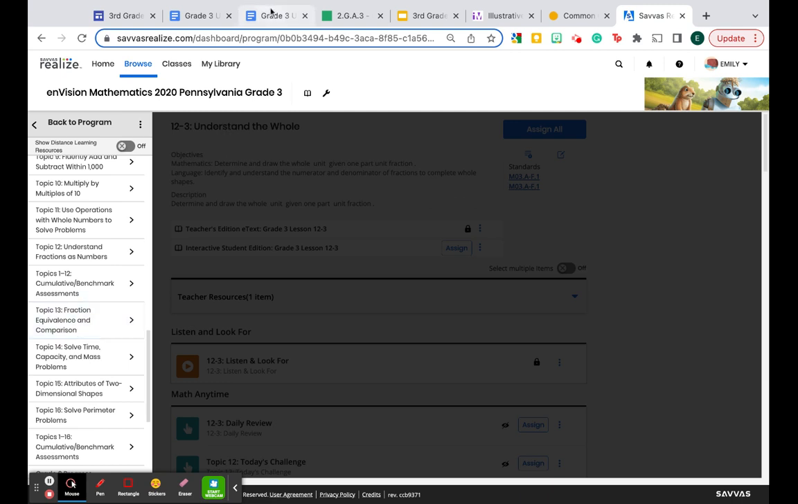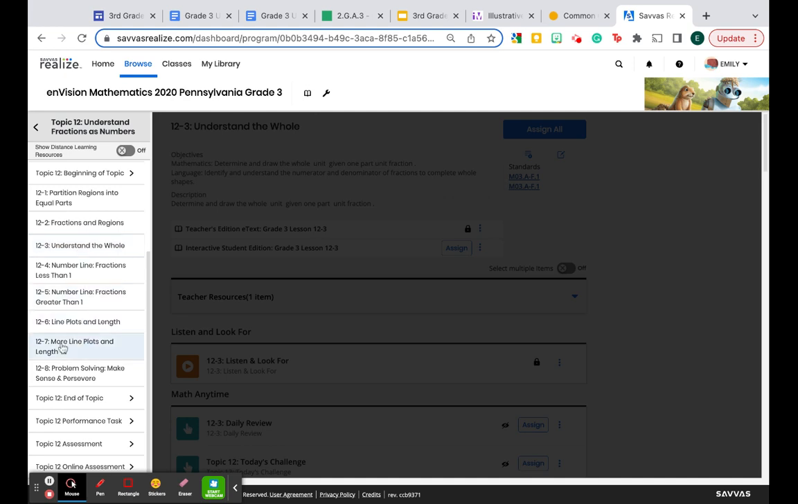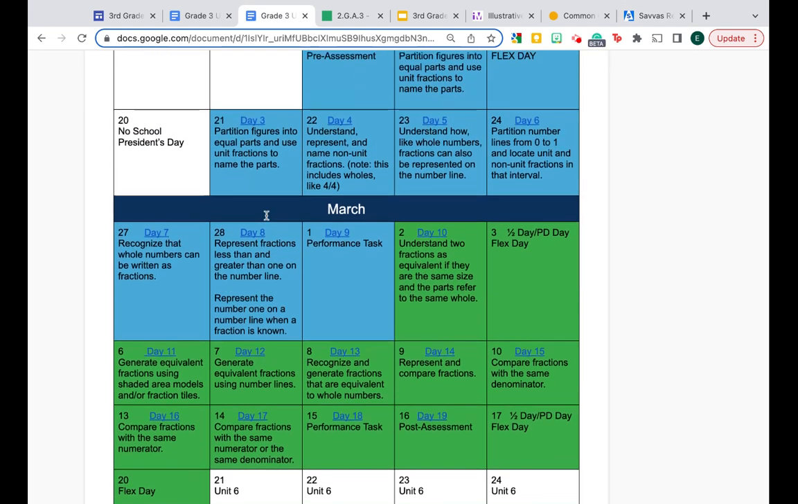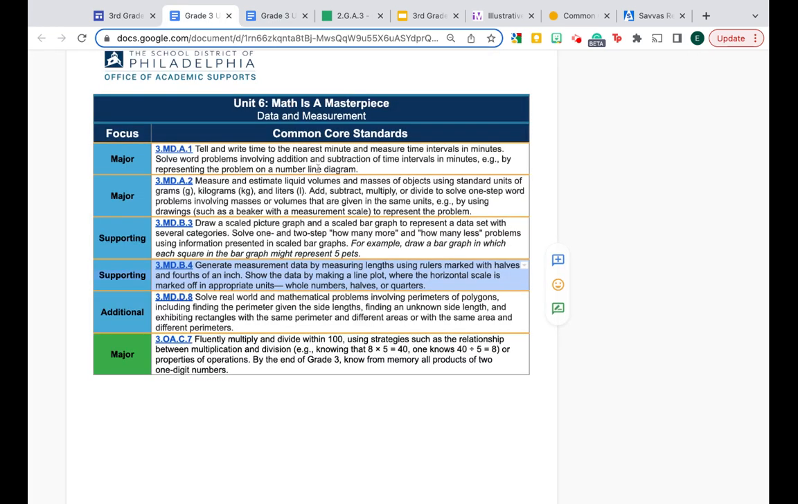One last thing I do want to mention related to the relationship with the programs, I'm going to go in here into topic 12, and I will notice that toward the end of topic 12, they do line plots. If you go into our Unit 5, you are not going to see line plots anywhere. The reason for that is that we actually started Unit 6 with line plots. So we finish up all of our work with fractions, we get to Unit 6, which is about data and measurement, and that is where we do these line plots.